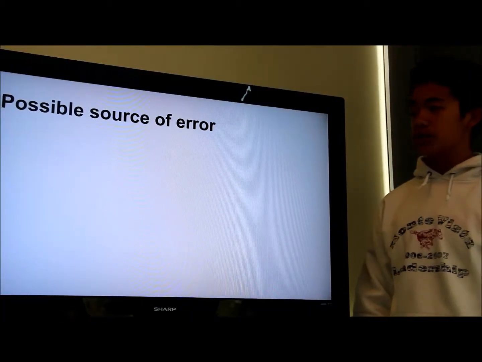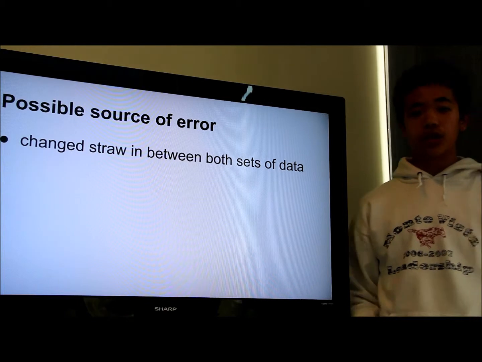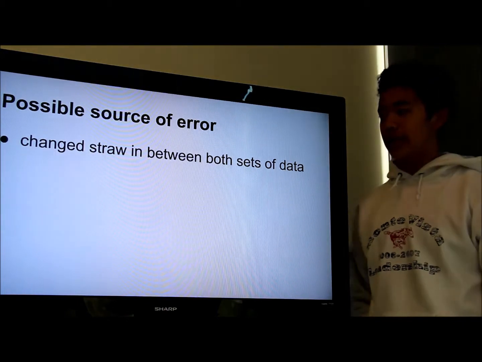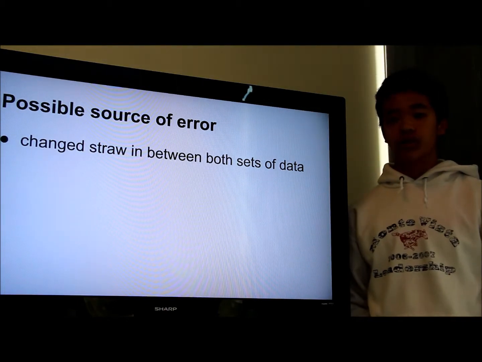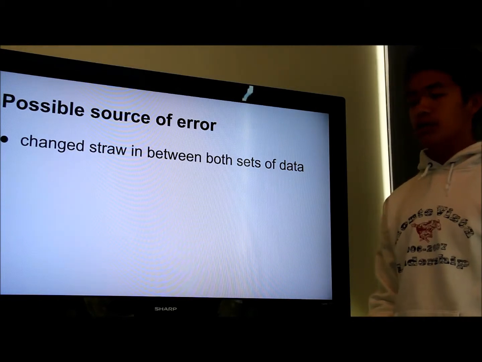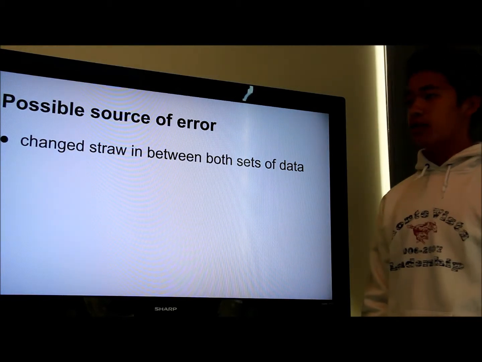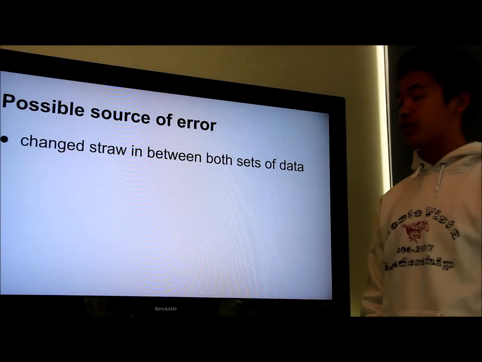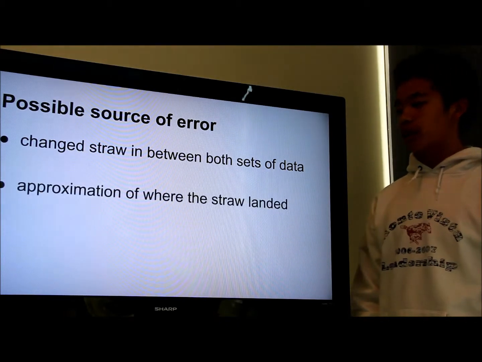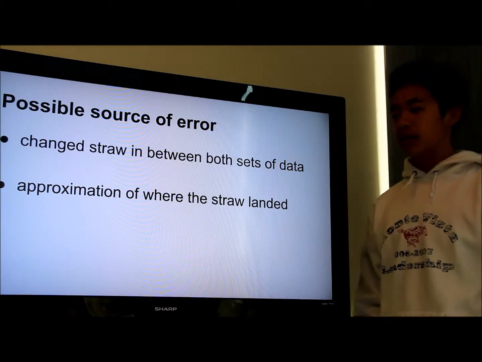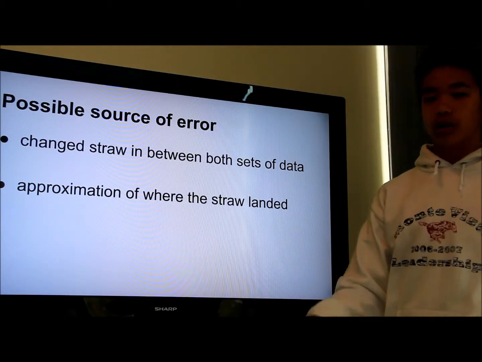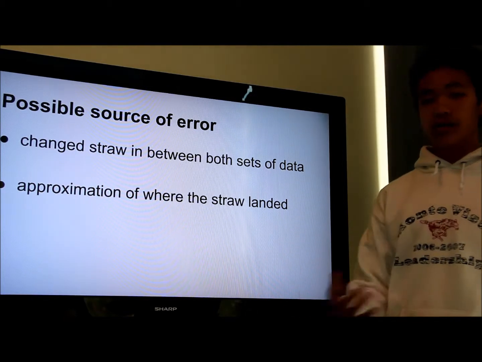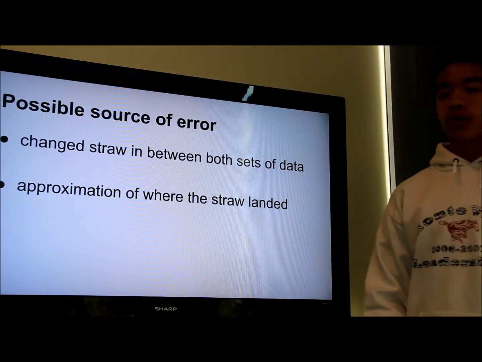Alright, so the possible sources of error. First one is the fact that we changed straws in between measurements, in between data sets. We had 3 different straws in total between the first data set and then also the second one. This can cause a problem just based on the way air can get out of the straw, if there's an error with the straw. Second one is approximation of where the straw lands. This played a key factor in the angles that were really low or really high, just because the straw bounces quite a bit, especially when it's really low.